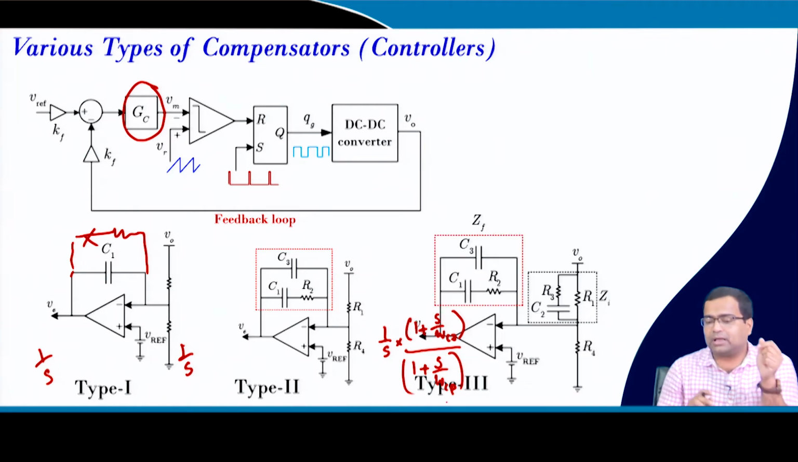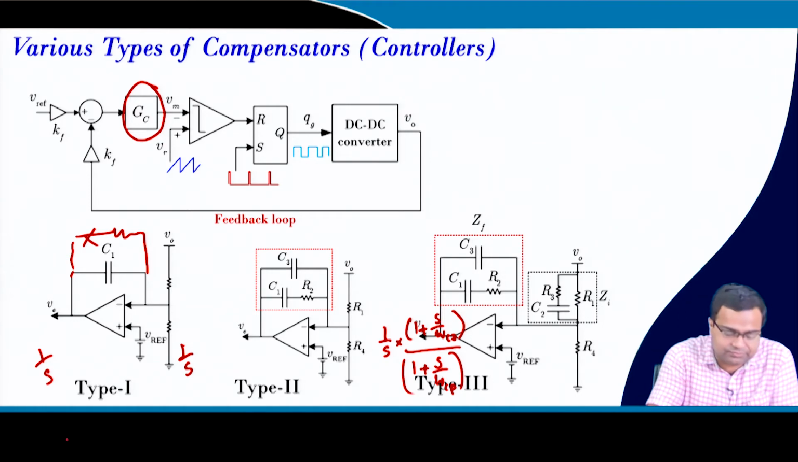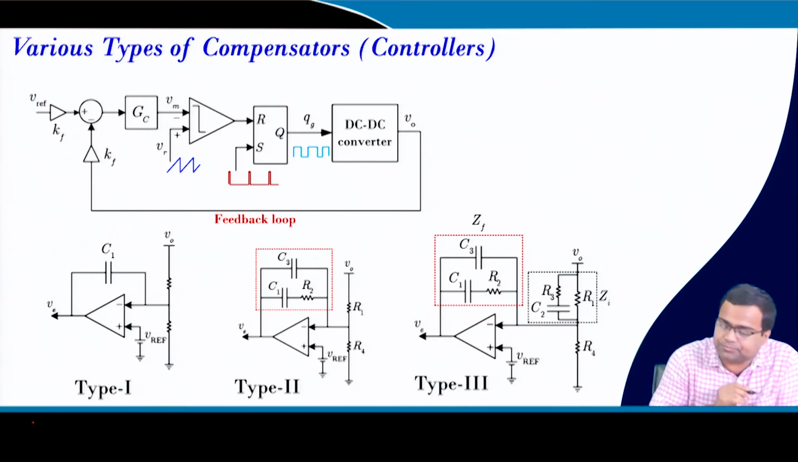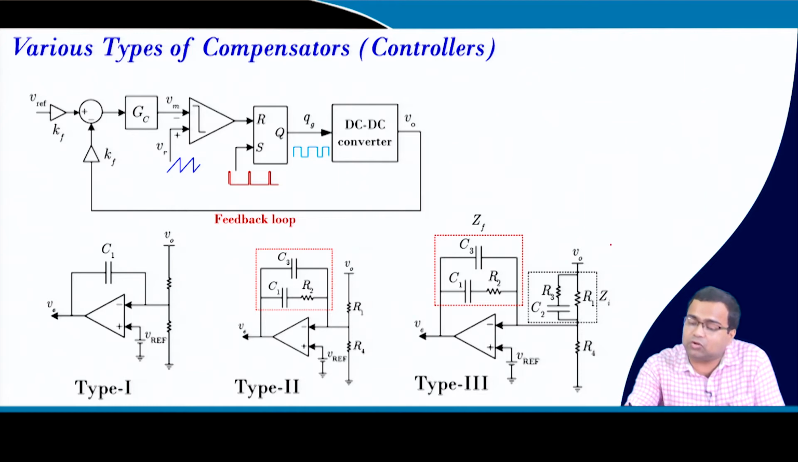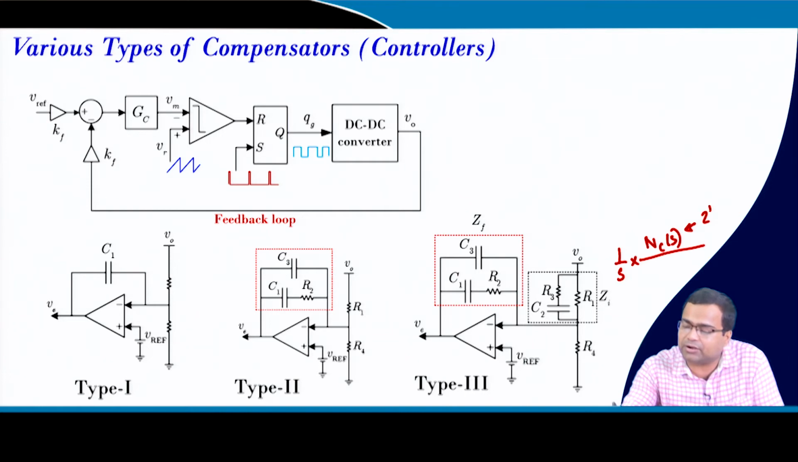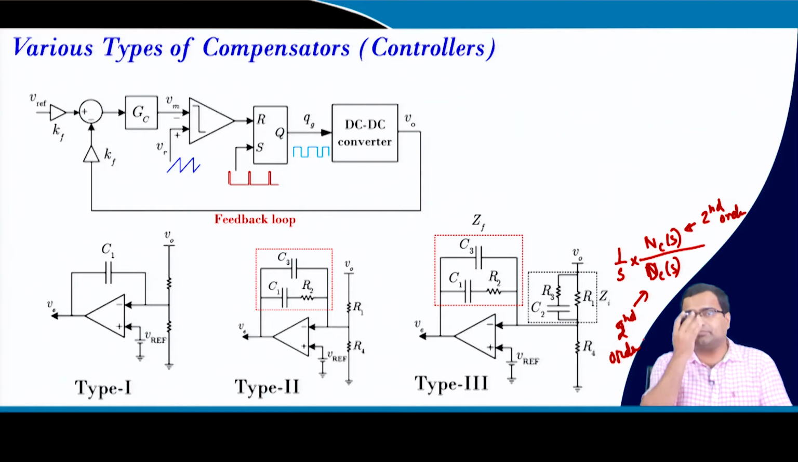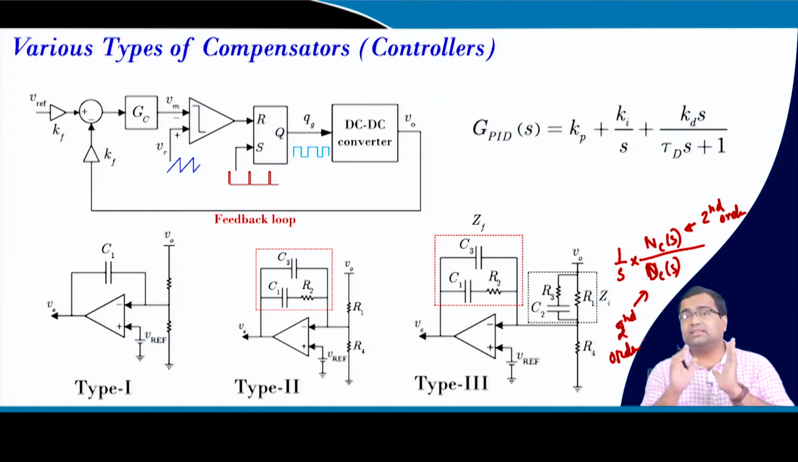This is type 2, and the next one is type 3. In type 3 we have one pole at origin, which is common, and we have 2 zeros. That means the numerator coefficient is second order, and the denominator coefficient is also second order, and another is a PID controller.